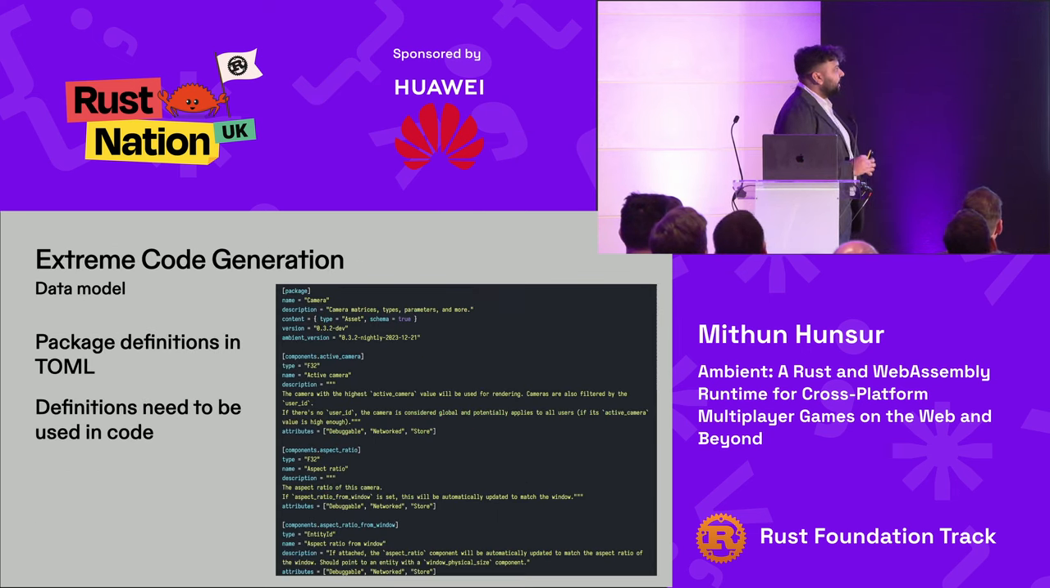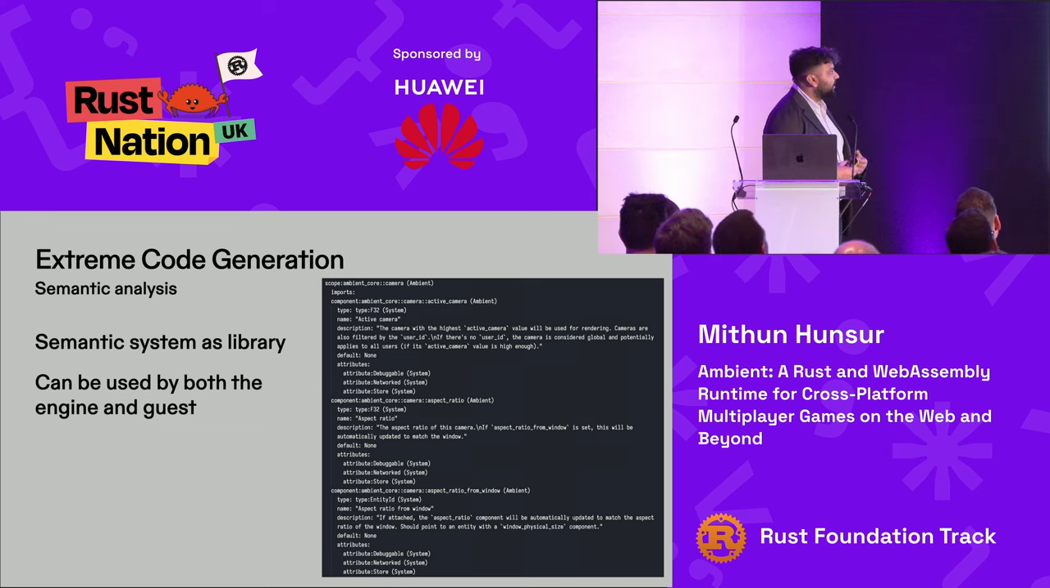Now, let's talk about some code generation we do. As you saw before, our packages define components in TOML format. The core ambient definitions are also a package. You can see an example of that here. That's actually a core definition within the source code. And of course, both engine code and guest code need access to the things defined by packages. That's where the code generation comes in.